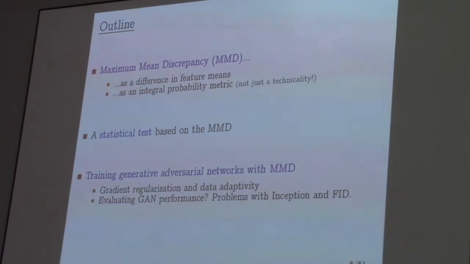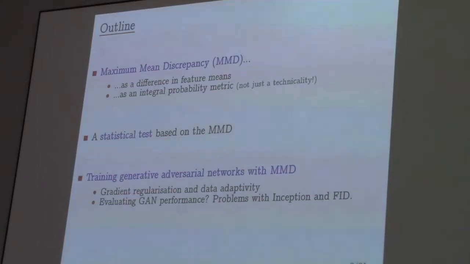All right, so here is the structure. First of all, I'm going to describe my statistic. It's called the maximum mean discrepancy. There's an easy way and a slightly less easy way to understand it. The easy way is just as a difference in feature means. I've got my feature mean of P, my feature mean of Q, and I look if they're different. The slightly more complicated way is as an integral probability metric.